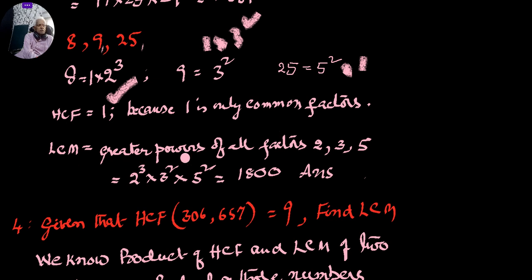LCM is the greatest powers of all factors. 2, 3, 5 are the other factors we find here. Greatest powers means 2 cube, 3 square, 5 square. 2 cube, 3 square, 5 square, that is 1800.